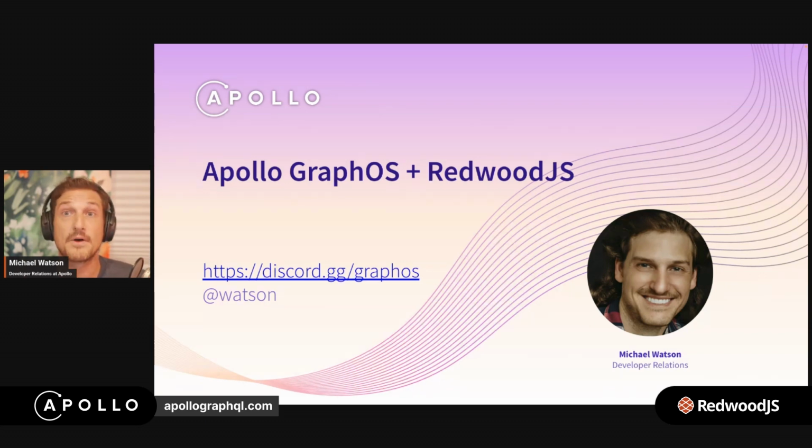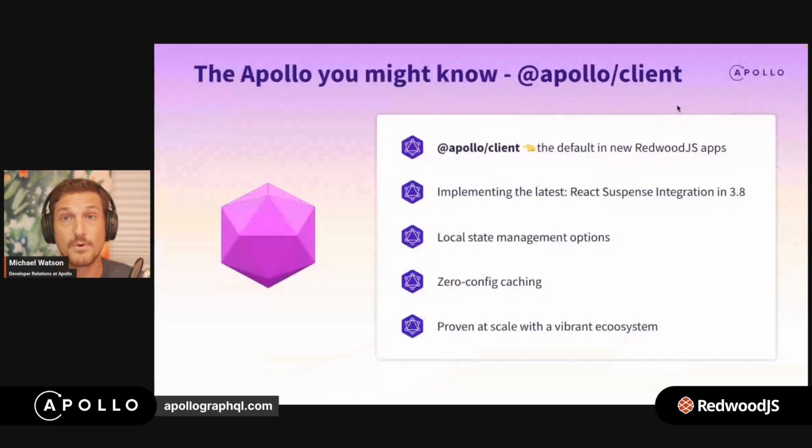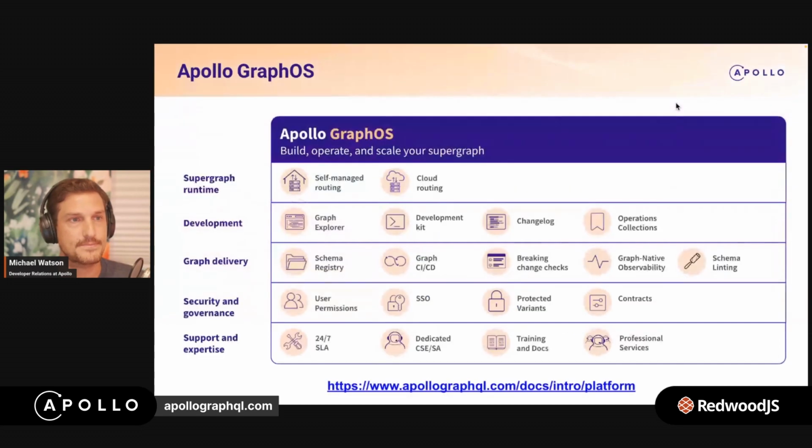So let's talk maybe about the Apollo that you're familiar with. Apollo Client. It's one of our open source projects that's really been around for, I don't know, 6+ years. It's the default in new RedwoodJS applications. We always have implemented the latest from React. We just put Suspense integration into 3.8, local state management options, great cache with zero config. And the best thing, I think, it's proven at scale and has a very vibrant ecosystem. There's a great community around Apollo Client.